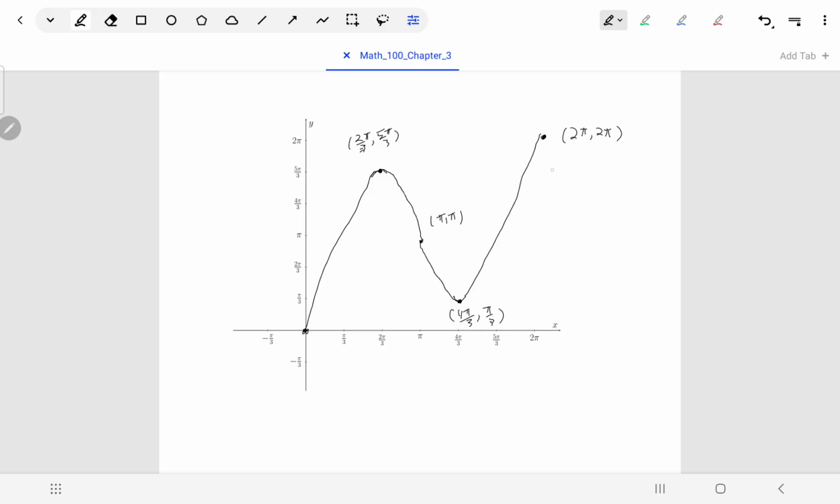So there we go. We've got our function f of x equals x plus 2 sine of x. Almost kind of looks like a sine graph that's sort of been pulled upwards, kind of. And that's what we've got. We've got a max, we've got a min, and a point of inflection.